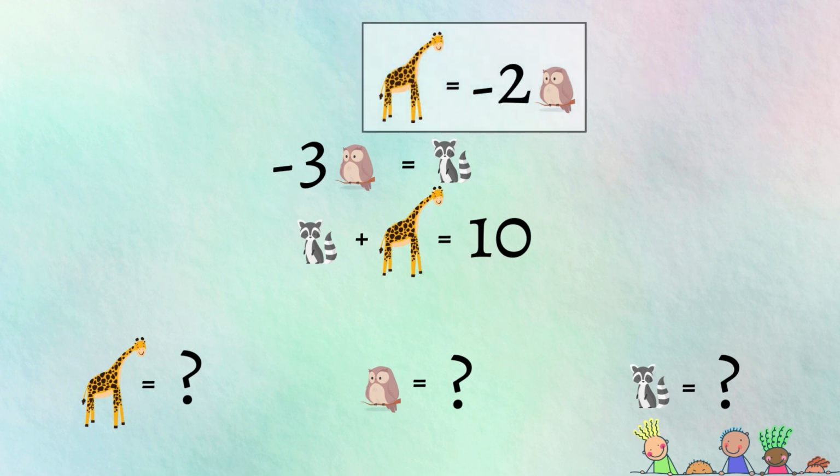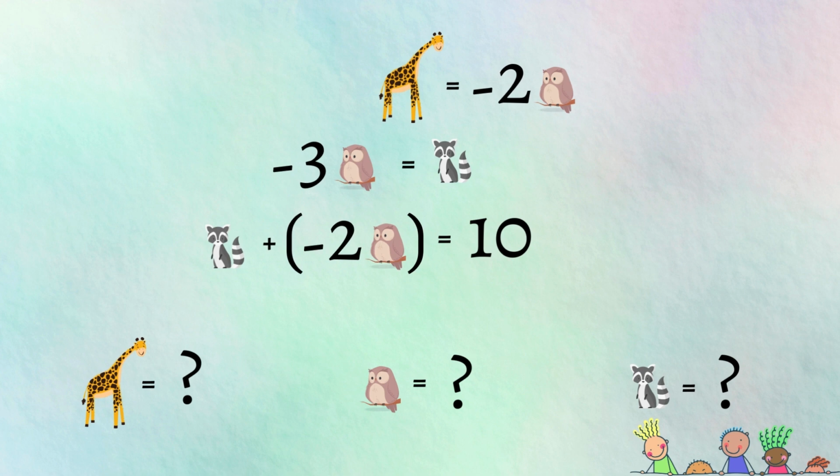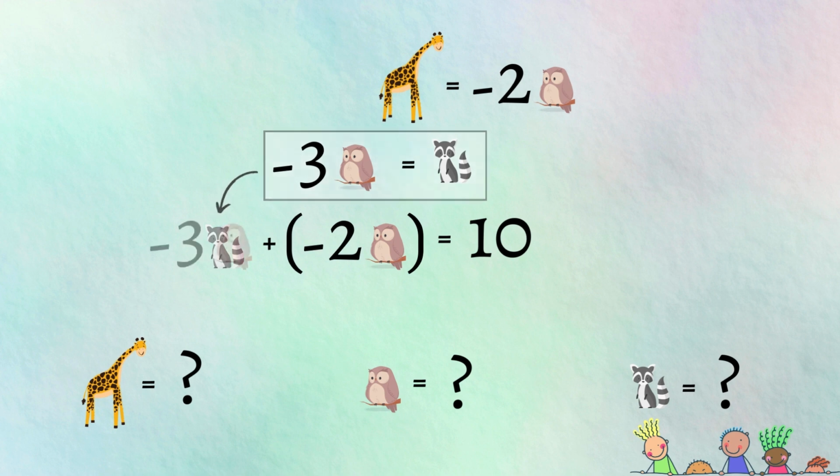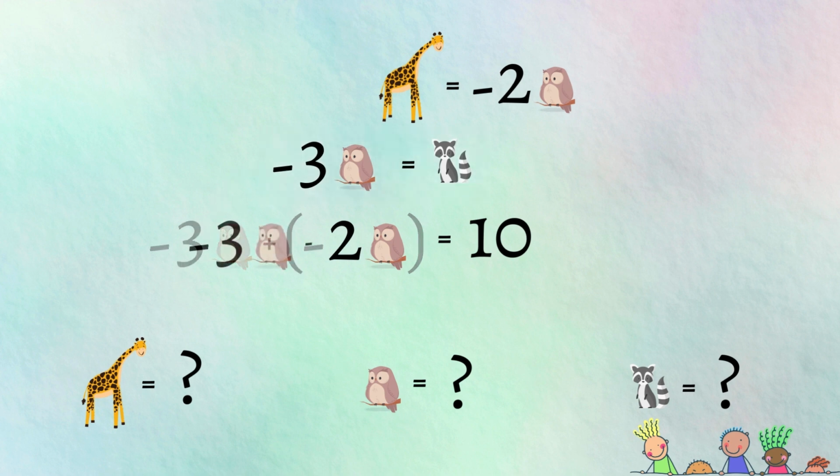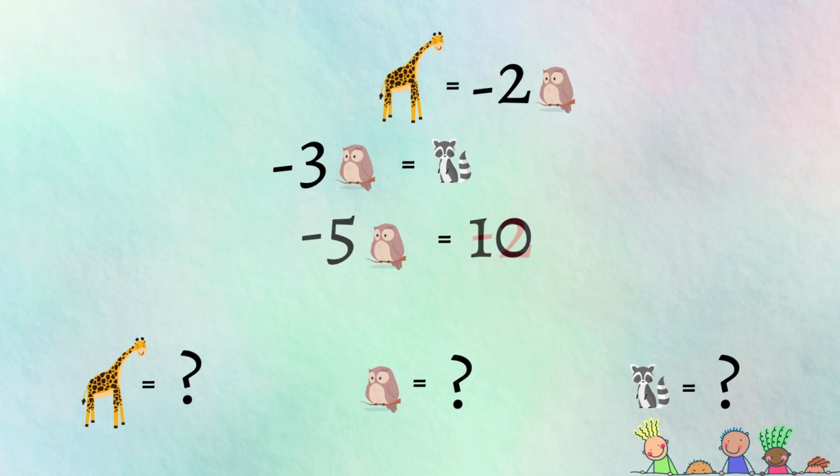Nice! A giraffe is equal to -2 owls. So now we're going to plug that in for the giraffe from the third equation. I know this one needs a few extra steps before things start making sense again. Stay with me. Our third equation will now read raccoon plus -2 owls equals 10. But we also know that 1 raccoon is equal to -3 owls, so let's plug that in. -3 owls plus -2 owls equals 10. That means -5 owls equals 10, so 1 owl must be equal to -2.